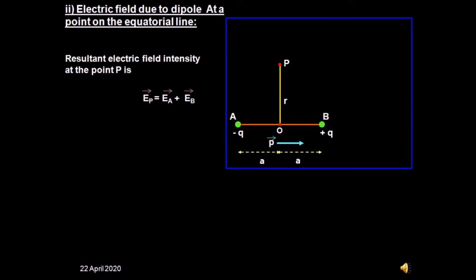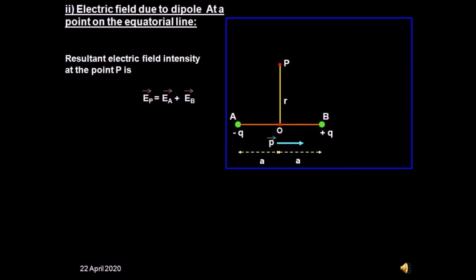So let us understand in the diagram, this minus q plus q system represents the electric dipole, and if we join the line AB and we draw a perpendicular bisector of this line AB, that means OP line. So OP represents the equatorial line. Our target is that we will consider any point P on this line and we will solve the net electric field due to this dipole at point P. We will call it EP. So net electric field EP is the vector sum of EA electric field and EB electric field.